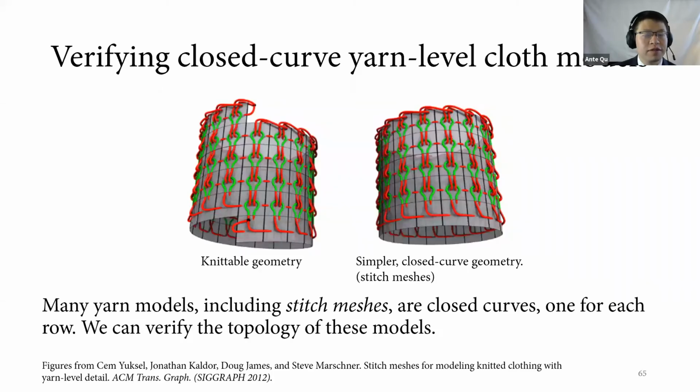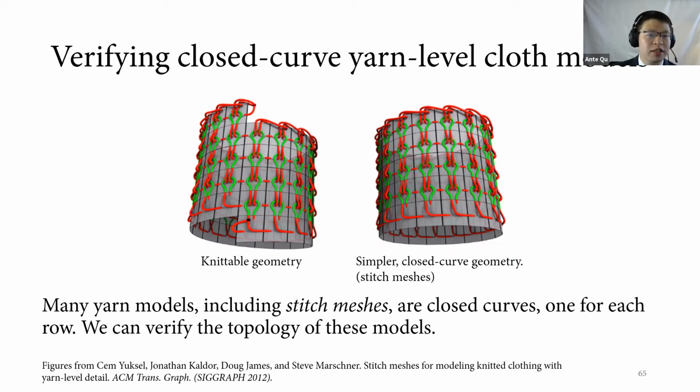We can also verify yarn models that are expressed as stitch meshes. In the stitch mesh paper from 2012, they mentioned two ways they could have connected stitches. For example, here, the stitches are arranged in a helix. This is a knittable geometry. It's one long yarn. So my method cannot verify this because it requires many closed loops.